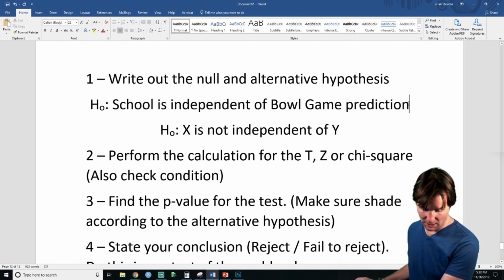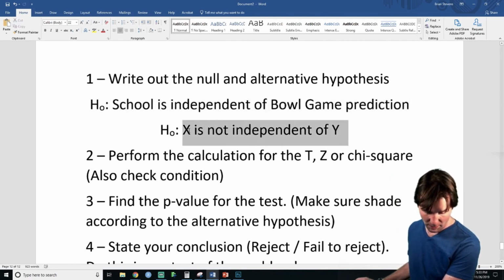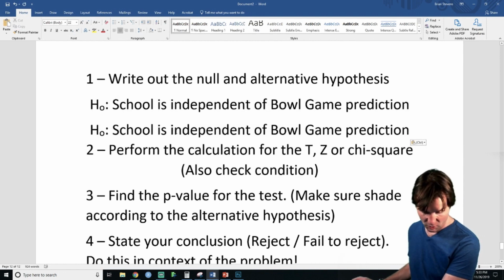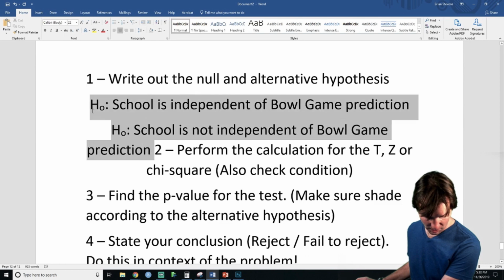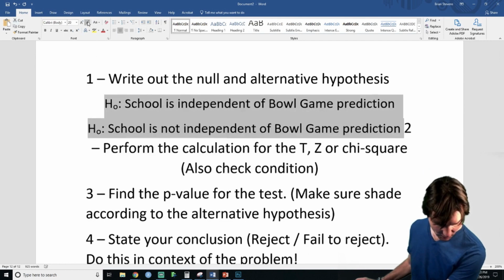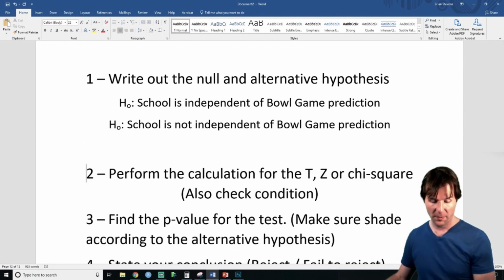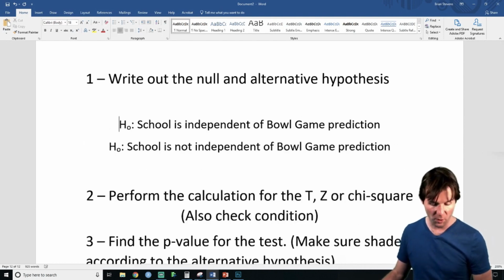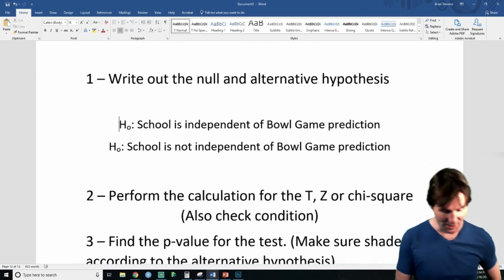And then we could just take this and write: school is not independent of bowl game prediction. So that is our null and that is our alternative right here. School is independent of bowl game prediction.